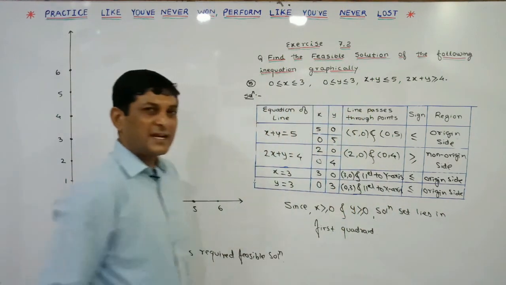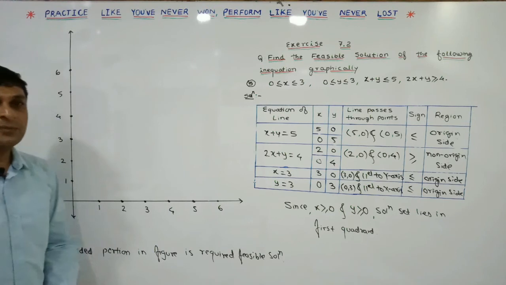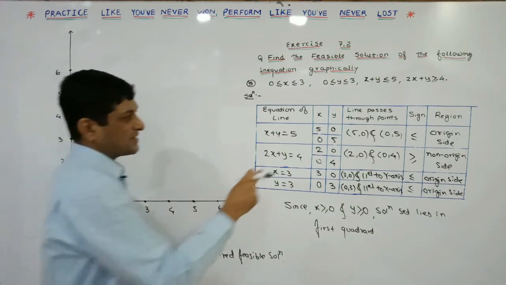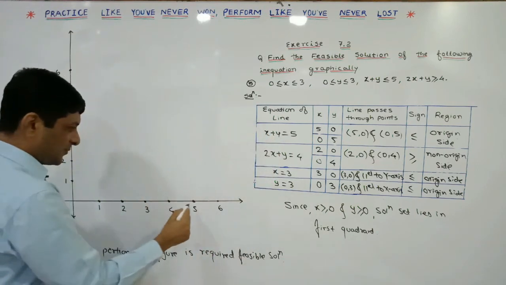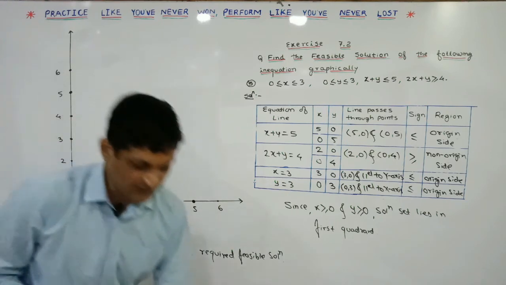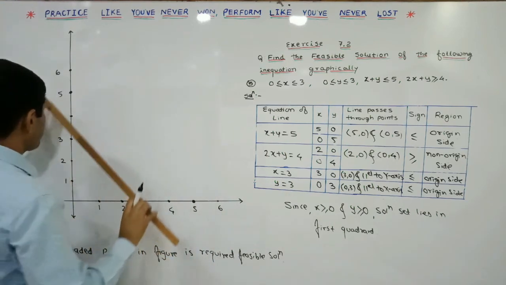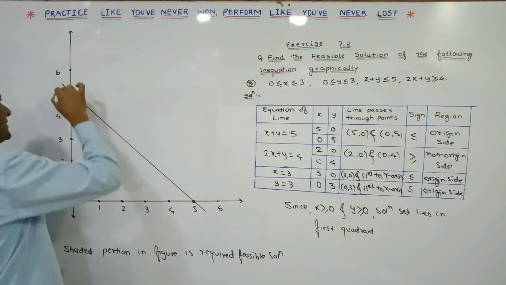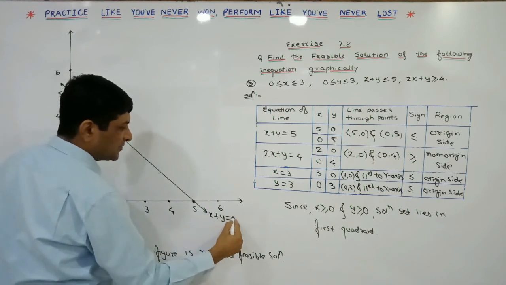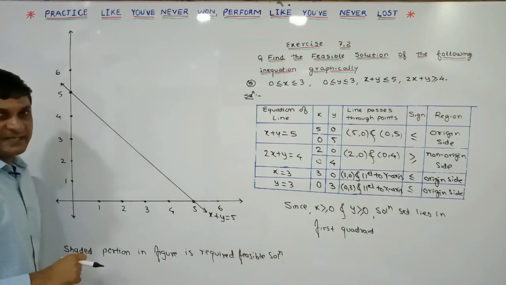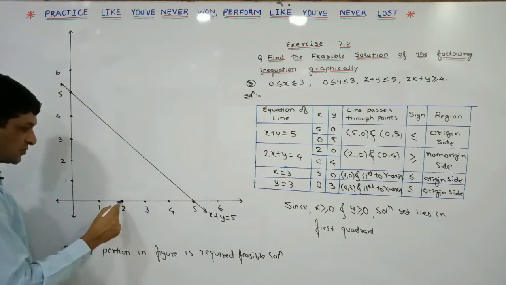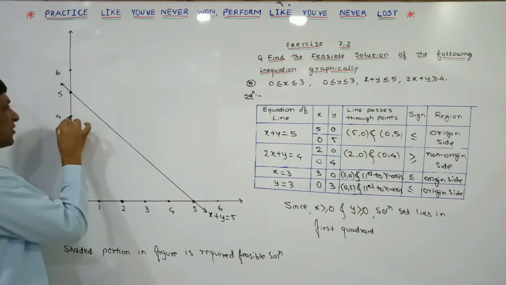And already we have written that since x and y are greater than or equal to 0, the solution set lies in what? First quadrant. So first we are constructing the first line, which passes through the point 5 comma 0 and 0 comma 5. Now draw a line passing through these 2 points. So in this way we have constructed the line x plus y is equal to 5. Now construct the second line, 2x plus y is equal to 4, which passes through the point 2 comma 0 and 0 comma 4.